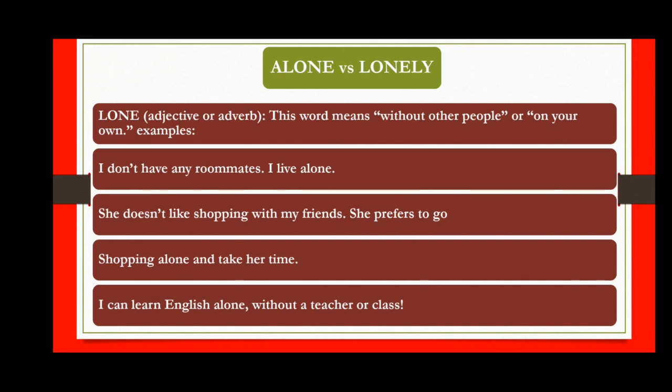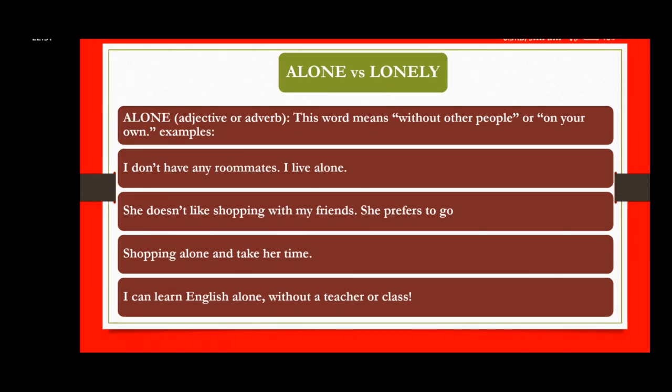Here we have two more words. One is alone and one is lonely. So we will discuss how alone is different from lonely. Let's discuss it. Alone is used as an adjective or adverb. This word means without other people or on your own.